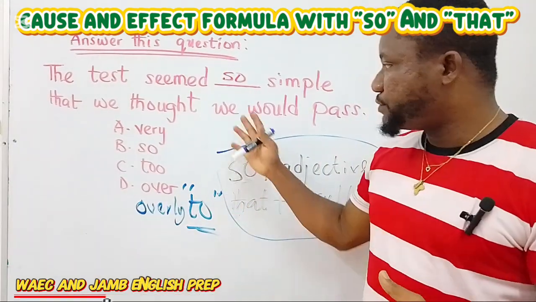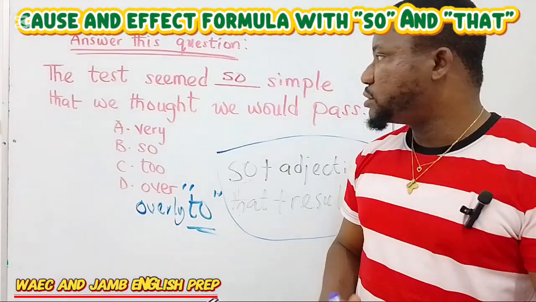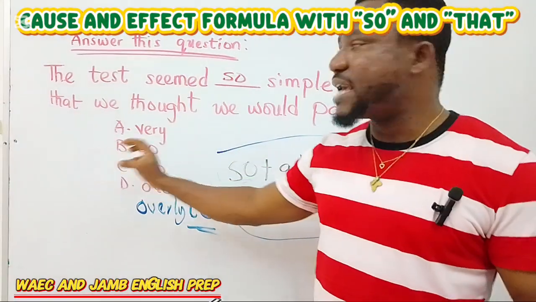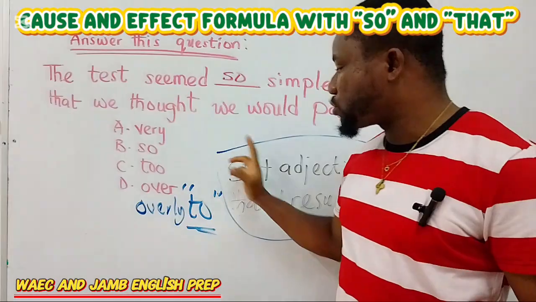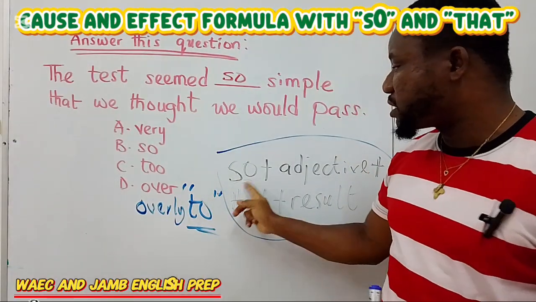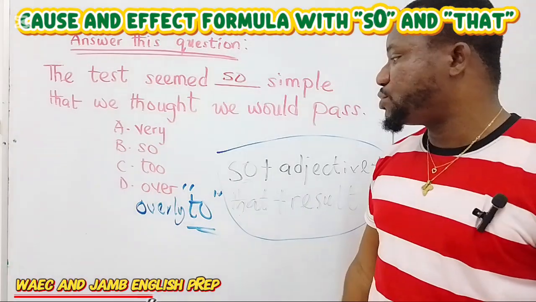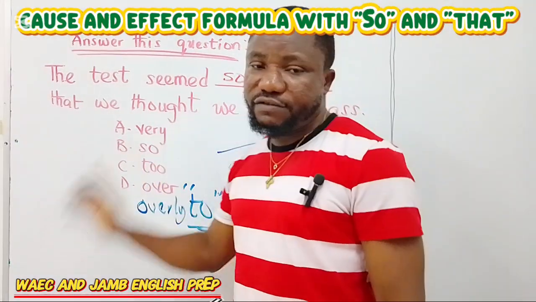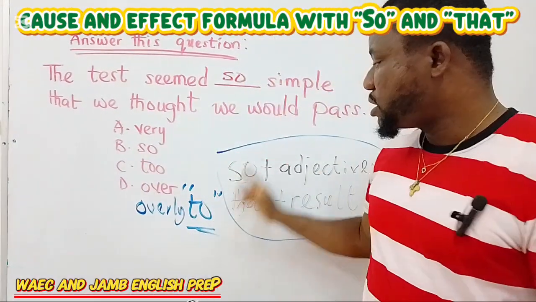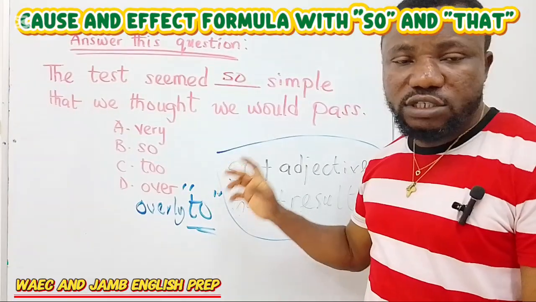So that's that about this video, and I hope you've learned something about the concept of cause and effect and what combines in the structure of cause and effect, with the formula being so plus adjective plus that plus the result. Over, too, and very aren't to be used in the structure of cause and effect.